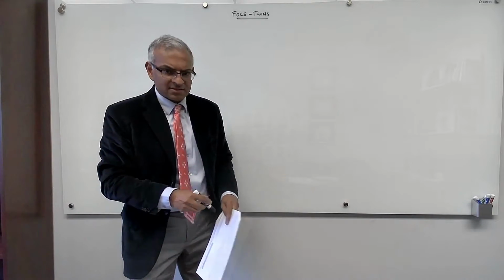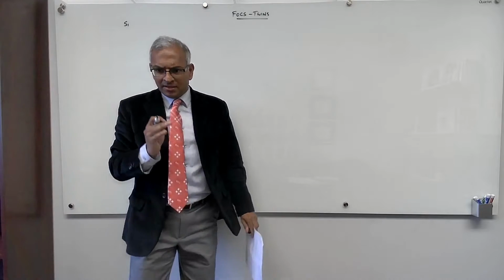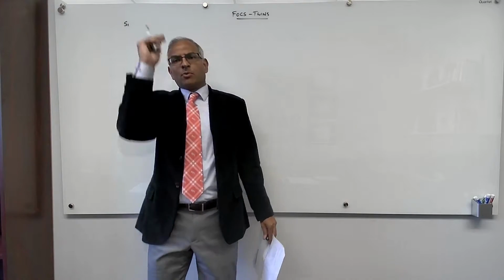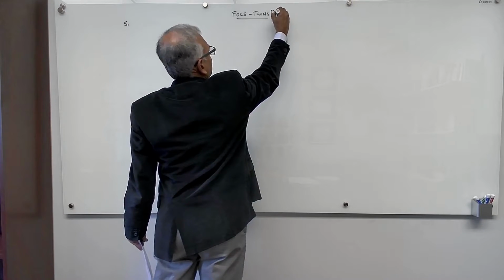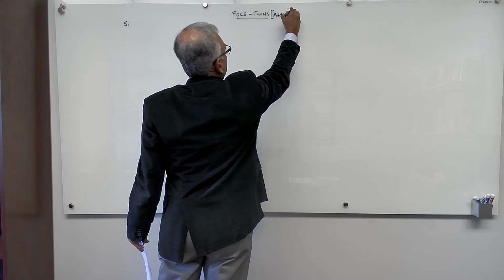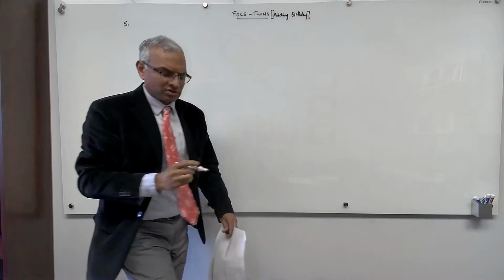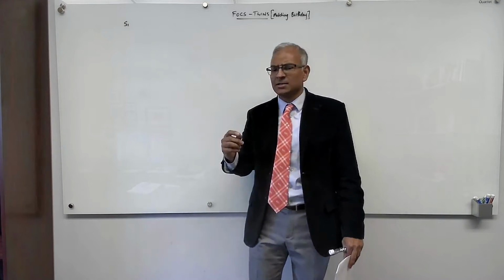Every year when I teach this class, I pick a random student. Let's call that student S1. And I ask, what's your birthday? And then I see if someone in the class matches that birthday. And if so, I say we've identified a FOCS-twin. So FOCS-twins are students with matching birthdays.